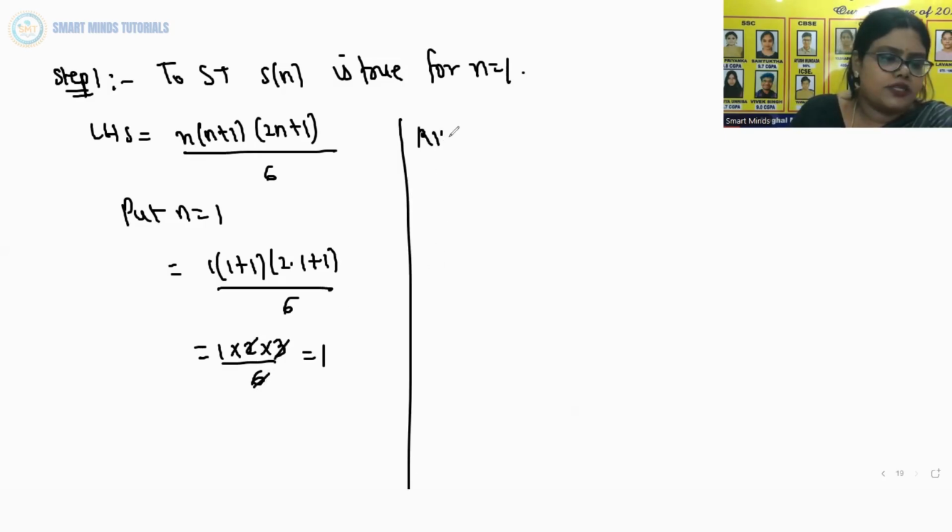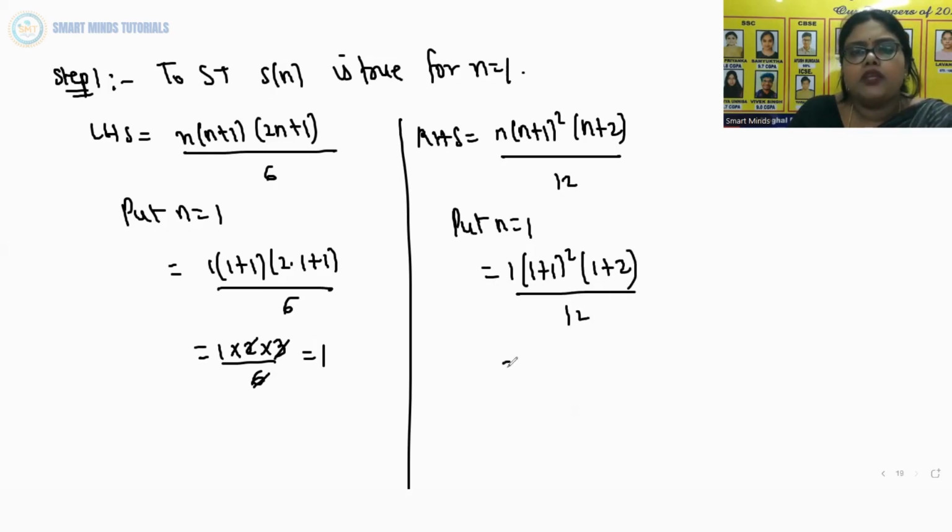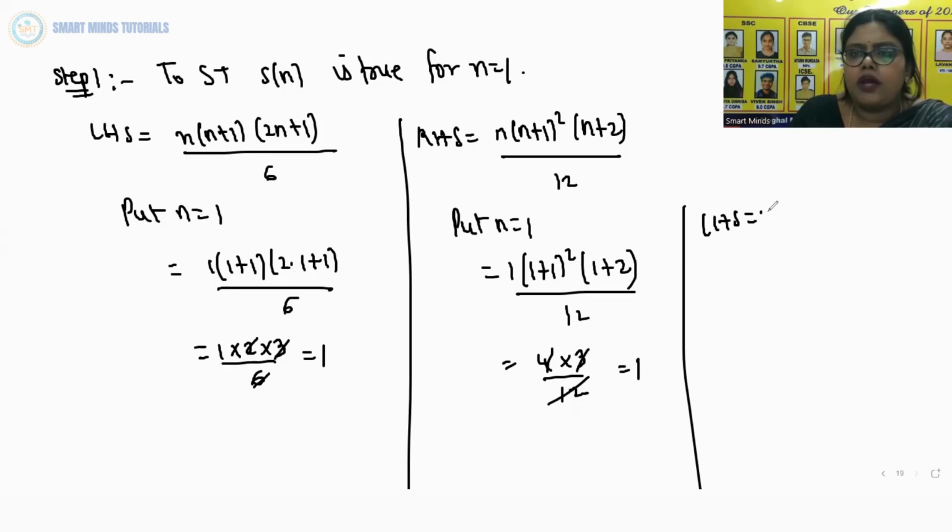Now what is RHS? RHS is n into n plus 1 whole square into n plus 2 by 12. Now put n is equal to 1. 1 into 1 plus 1 whole square into 1 plus 2 by 12. So 2 square is 4, 4 into 3 by 12. 4 threes are 12 and 12 cancel, that is 1. Now you got LHS is equal to RHS. Therefore, S of n is true for n is equal to 1.